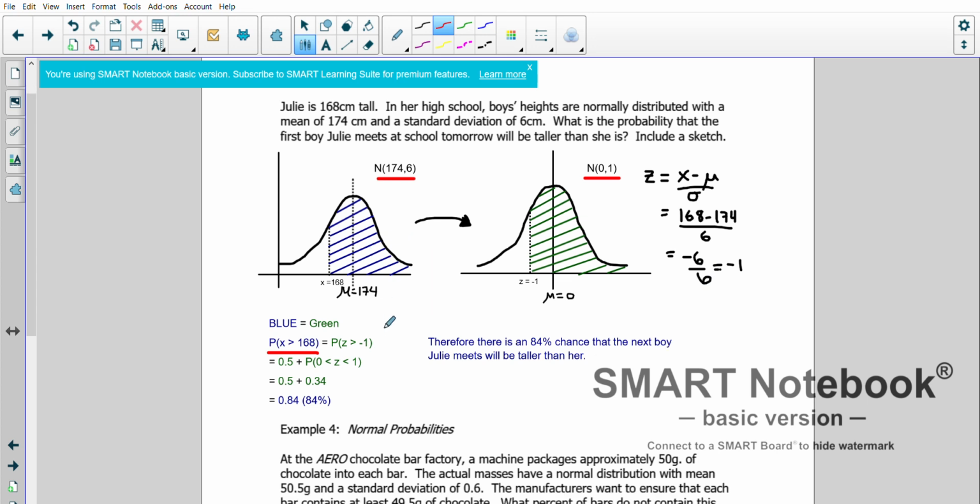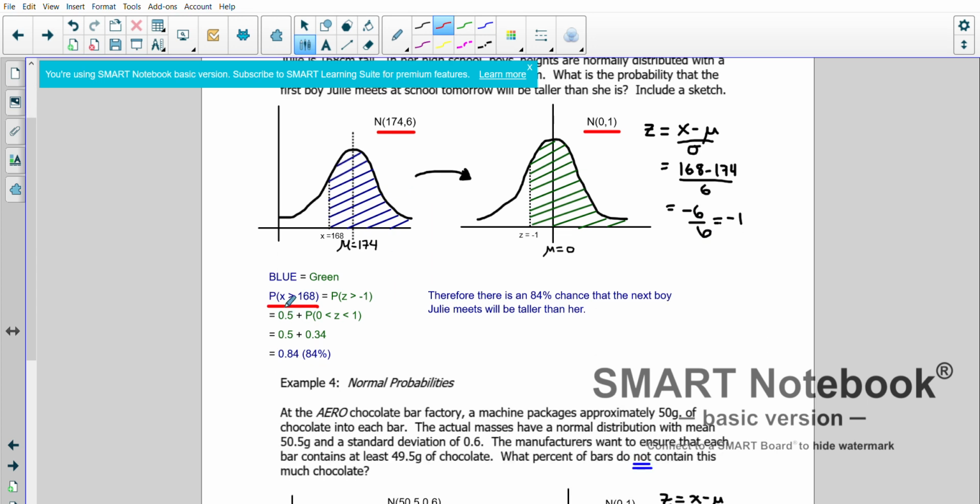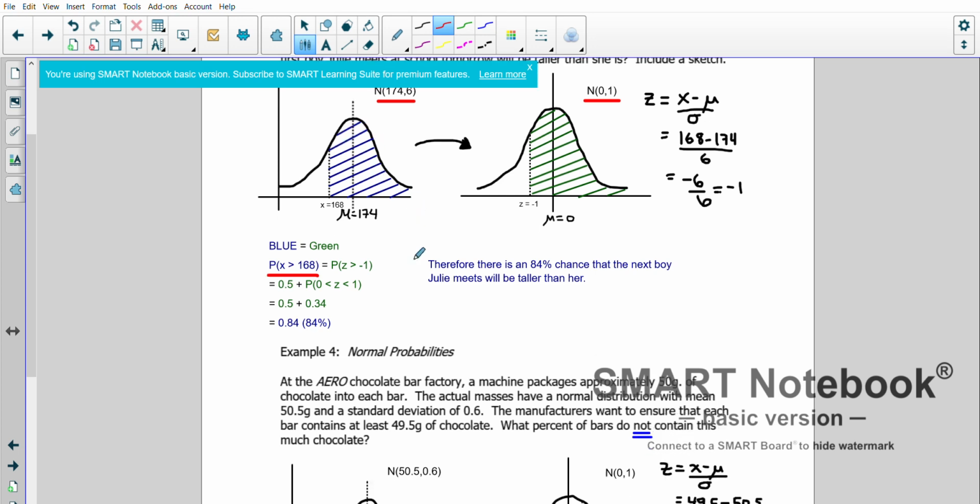So really what this question is asking, or you can calculate as an approximation, the probability that the next boy she meets is taller than 168 is going to be equal to the probability that z is greater than -0.1. These two areas are the same. So if I can find this area, this is a really good approximation for the area in the word problem. So, do we know how to find this based on all those examples we just went through? Hopefully the answer is yes.